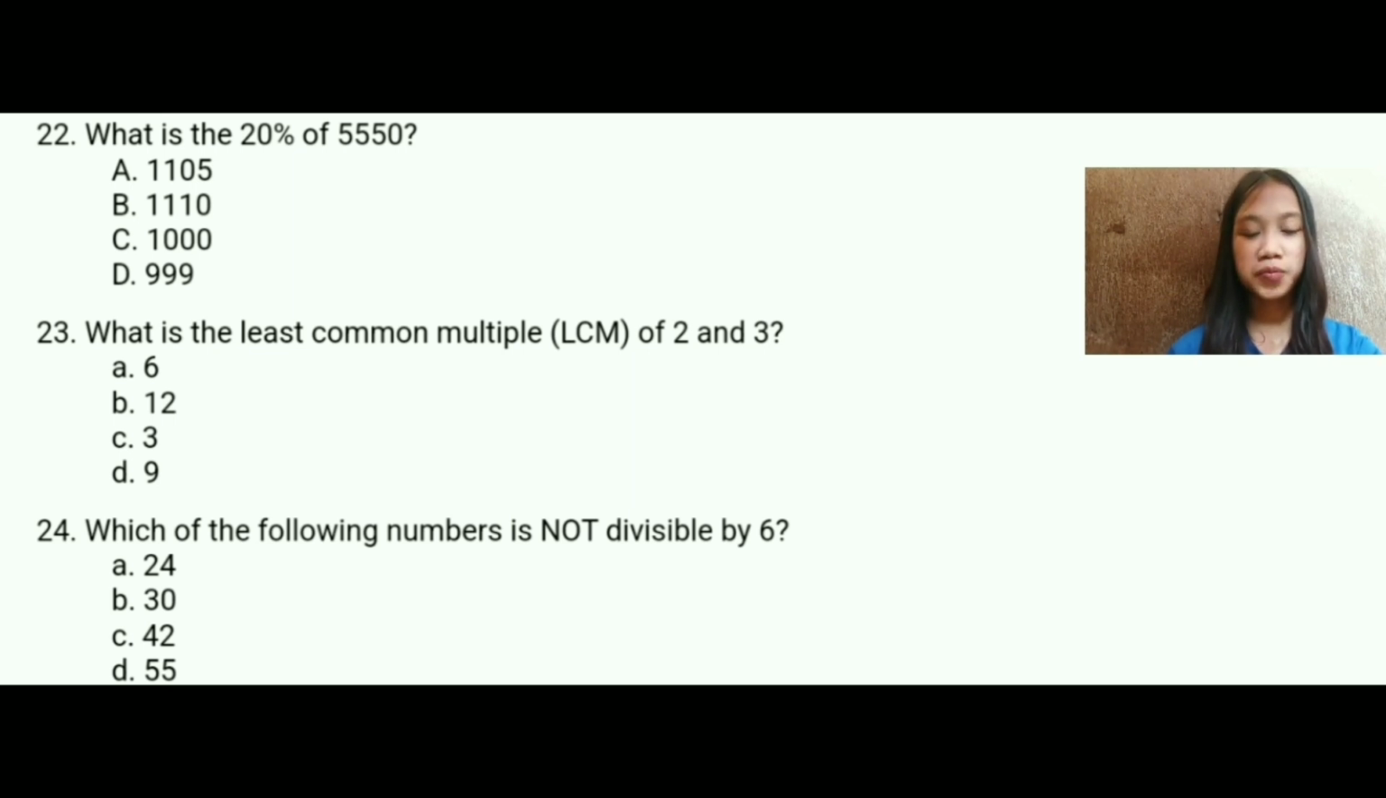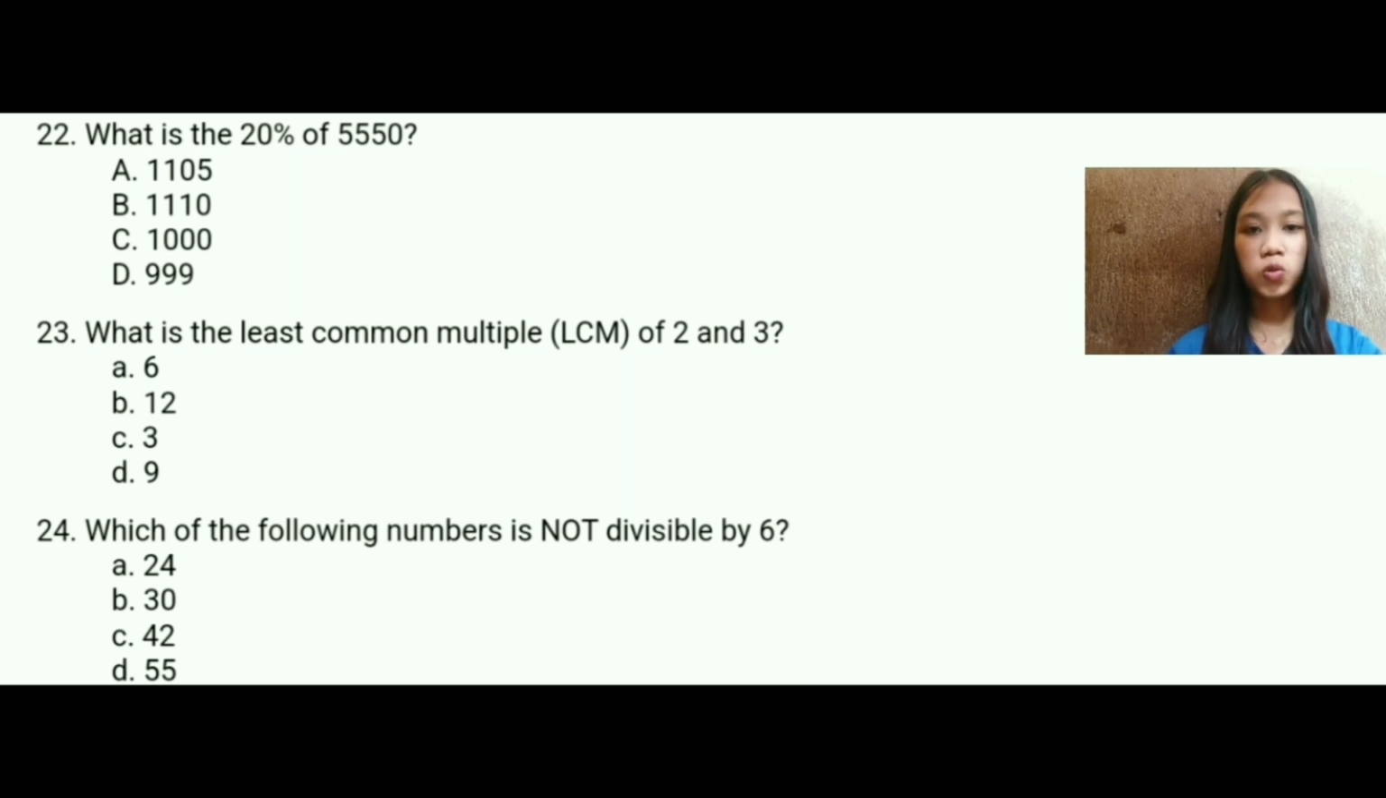Now let's proceed sa number 23. So what is the least common multiple or LCM of 2 and 3? Is it letter A 6, letter B 12, letter C 3, or letter D 9? So the correct answer is letter A, 6. So when we say LCM, it is the smallest number divisible by both 2 and 3. So the multiples of 2 are 2, 4, 6, 8, and the multiples of 3 are 3, 6, and 9. So the smallest common multiple for 2 and 3 is 6.